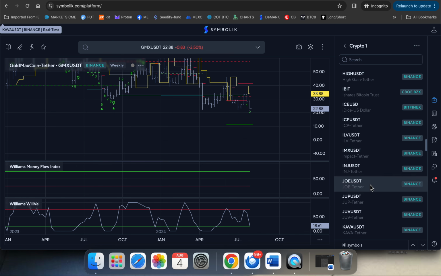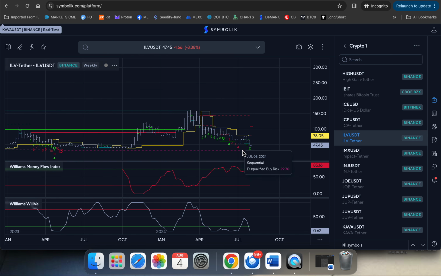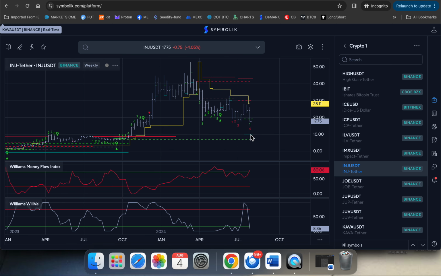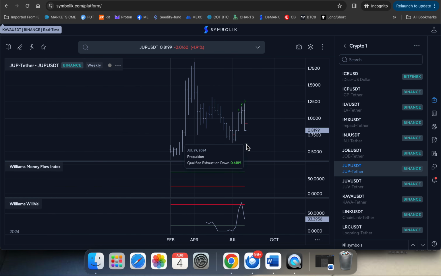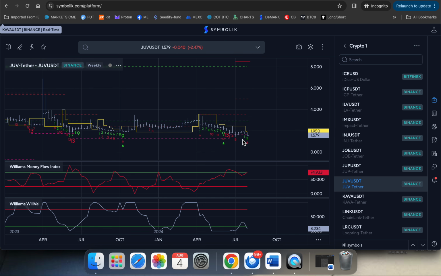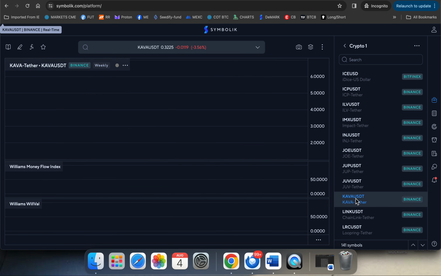Let's see. What else? ILV. I'd probably bid 29.70. IMX. I'd bid 58 cents. Injective. I'd throw in 10.15. And I'd throw in a 6.82. Might round up to 6.85. Just try to snag it. Jupiter. Eventually, Jupiter will be a good one to have, I think, during the next bull run. I'd round up, 62 cents on Jupiter. JUV, if you like it. Probably $1.27.